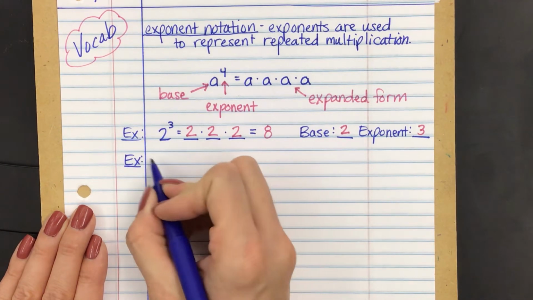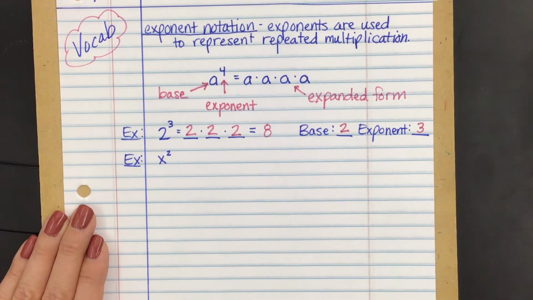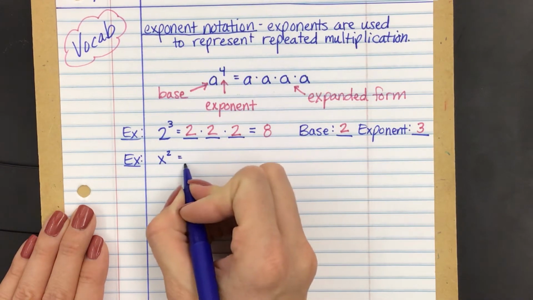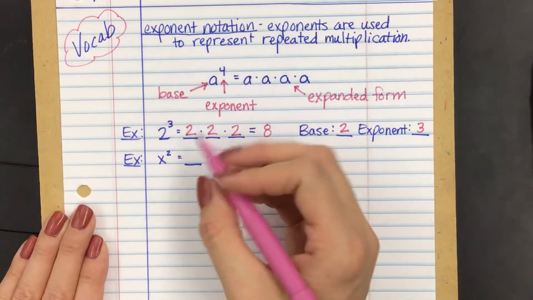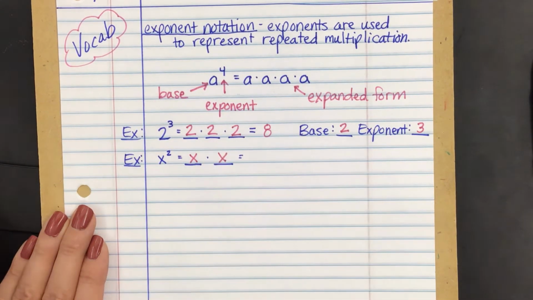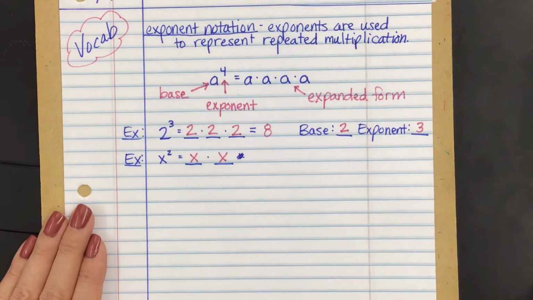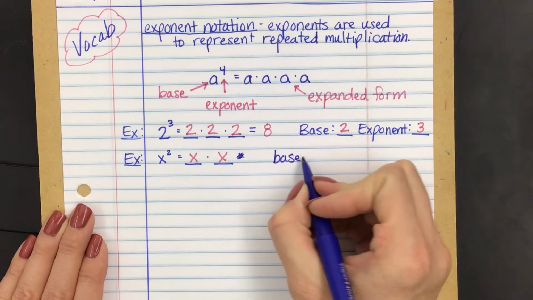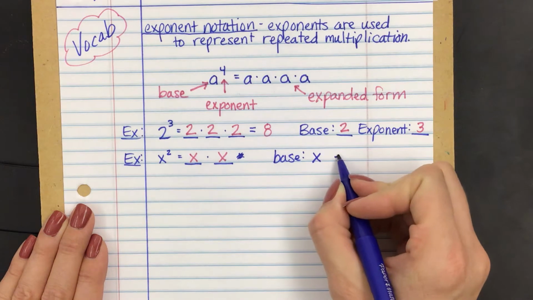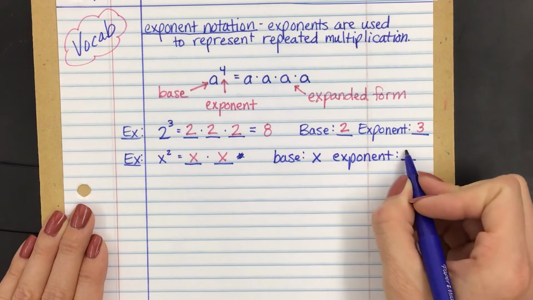Now the thing with variables is you're not going to be able to answer this, right? Because we don't know what x is. But if we need to, we can write it in expanded notation. What's that going to be? X times x. And like I said, we can't actually solve that because we don't know what the value of x is. Okay? But what's the base here? Good. The base is x. What's the exponent? Great. Okay.